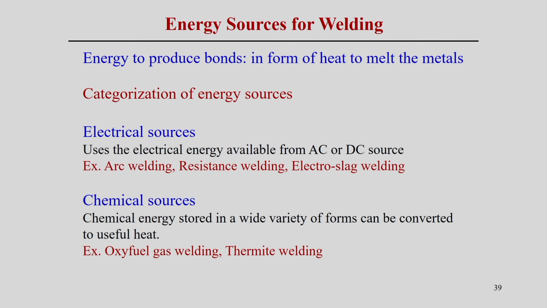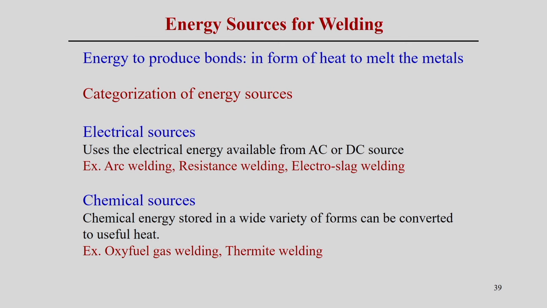At the very beginning, I already mentioned that in principle it is a liquid state welding process, but so many welding technologies have been developed depending upon the heat source, which can be different. So, here we see that the energy to produce the bond is basically in the form of heat to melt the metals, but we can melt the metals in different ways. For example, see the categorization of the different energy sources.